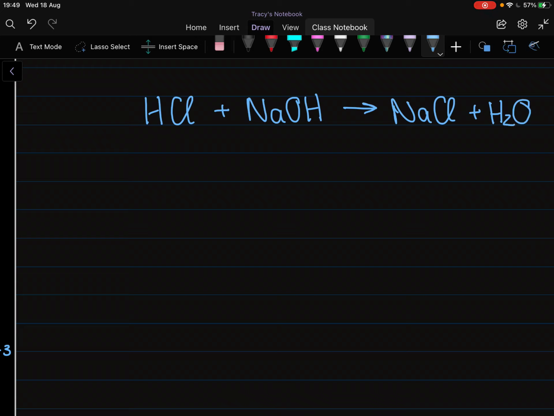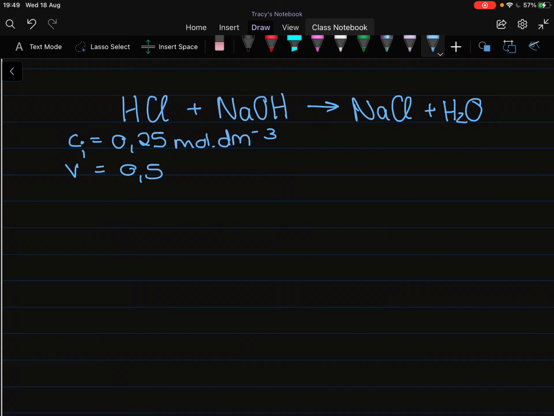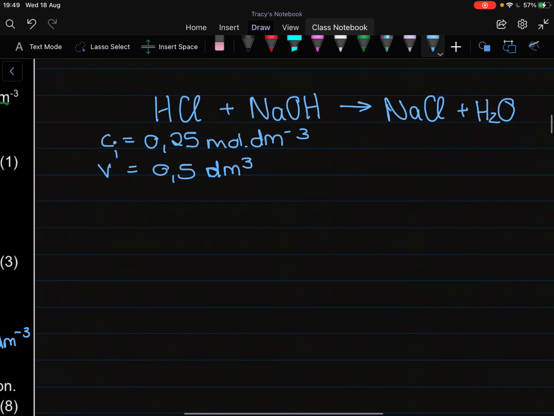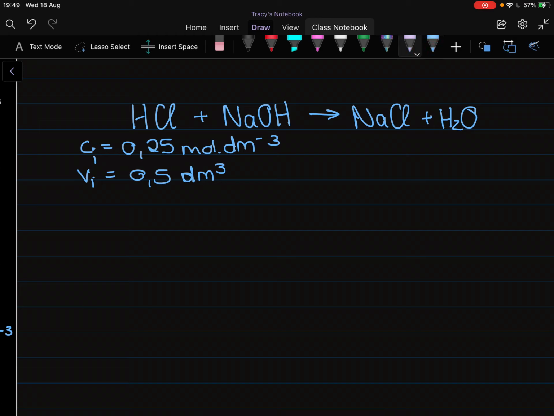Initially, for the HCl, I know that I have a concentration, so this is my initial concentration of 0.25 moles per decimeter cubed. I know that the volume is 0.5 decimeters cubed. Okay? Then we also added 500 centimeters cubed initially. So I also added, I'm going to use a different color for the base, a volume of the base of 0.5 decimeters cubed.